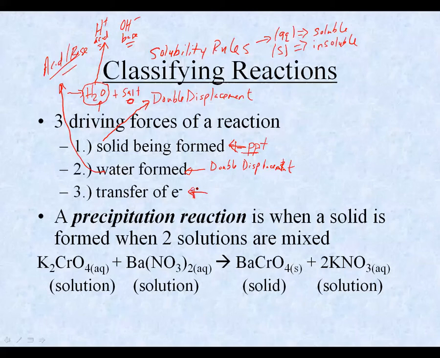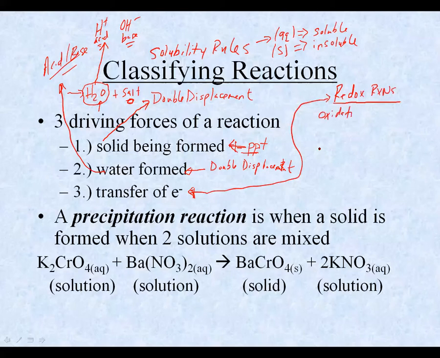And a transfer of electrons usually occurs in a particular type of reaction that we talked about, I think, towards the very, very end, which are known as redox reactions. And a redox reaction basically means an oxidation and reduction reaction that occurs.